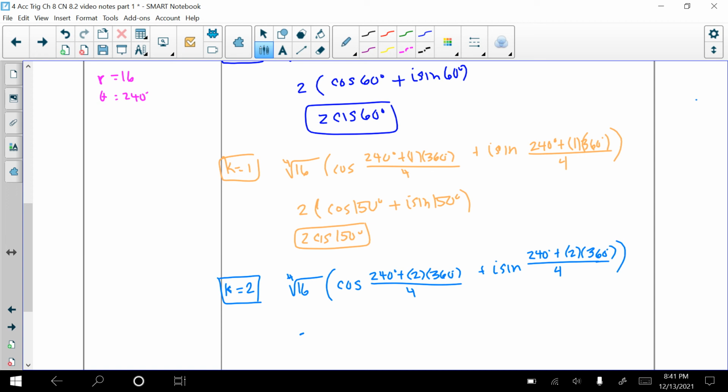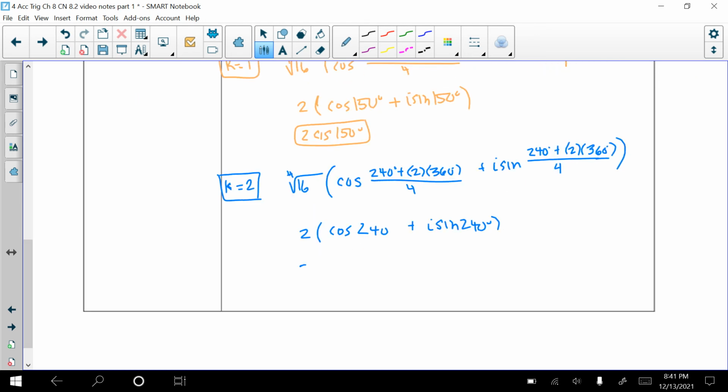Simplify. So fourth root of 16 is 2 times cosine of, grab your calculator for a little help, 240 plus 2 times 360. Up in the numerator, that gives you 960, and make sure you don't forget to divide that by 4. So that simplifies all the way down to 240 degrees plus I times sine of the same angle value. Okay, shrinking that a smidge more, so 2 cis 240 degrees.